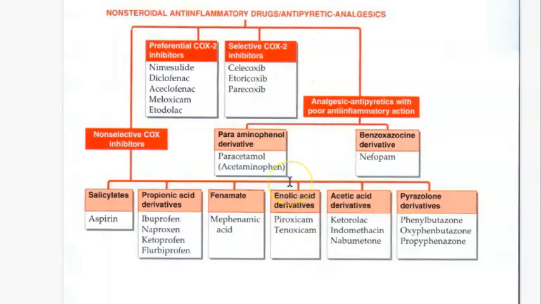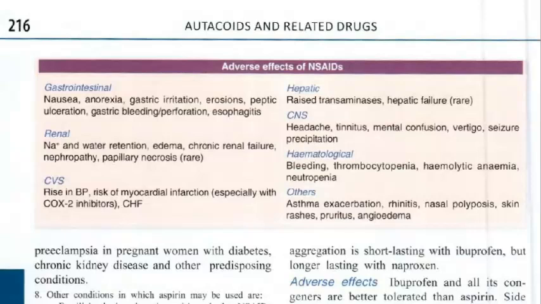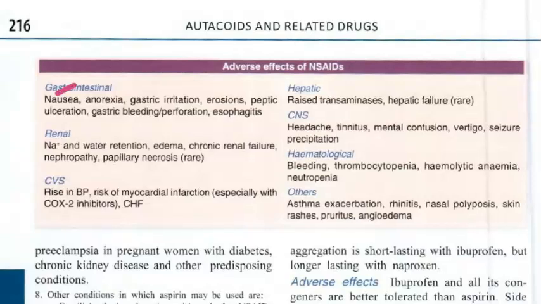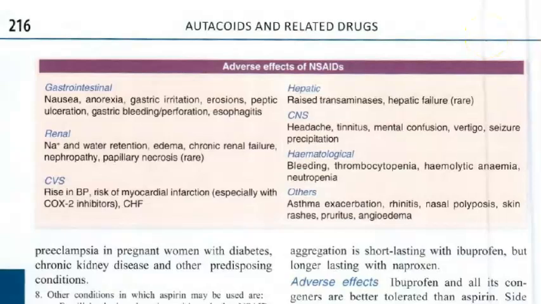Okay, what side effects can these have? Standard, what do you write in exam for everything? Nausea, vomiting, hypersensitivity, that is skin rash, pruritus, headache. Standard things that you write. Then you write the rare ones: renal failure, myocardial infarction, liver failure, seizure precipitation. Standard hi-fi things that we write.